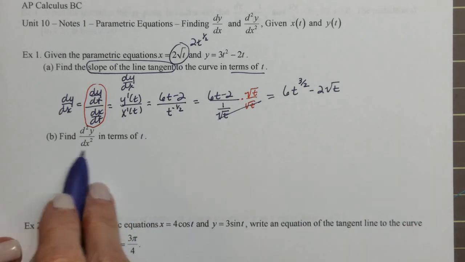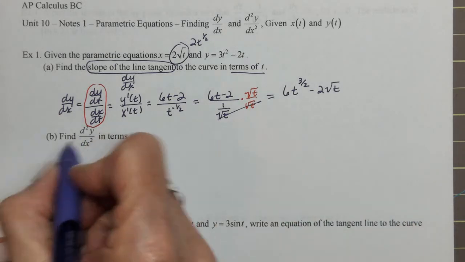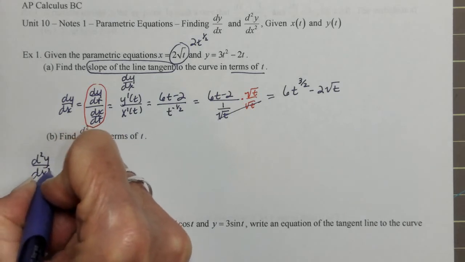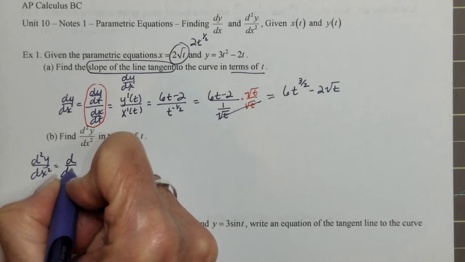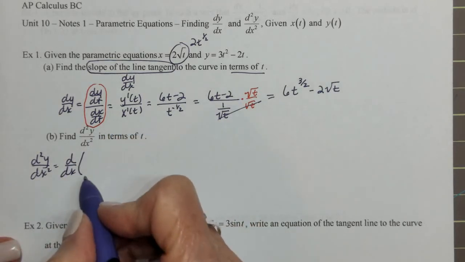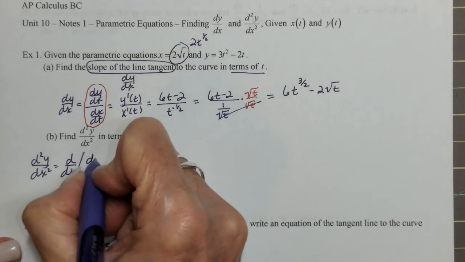Next we're going to find the second derivative. So the second derivative is the derivative with respect to x of the first derivative.